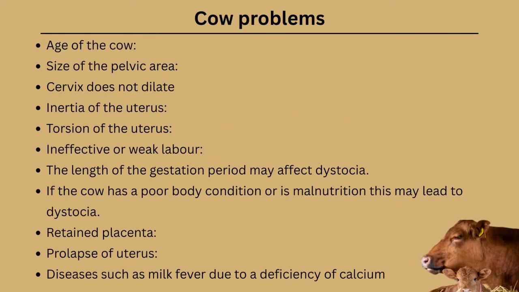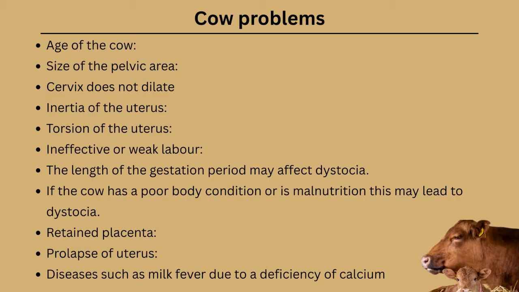Cow problems. Age of the cow. Size of the pelvic area. Cervix does not dilate. Inertia of the uterus. Torsion of the uterus. Ineffective or weak labor. The length of the gestation period may affect dystocia.